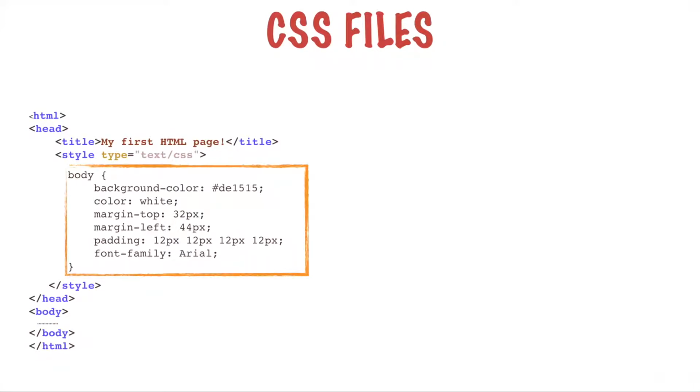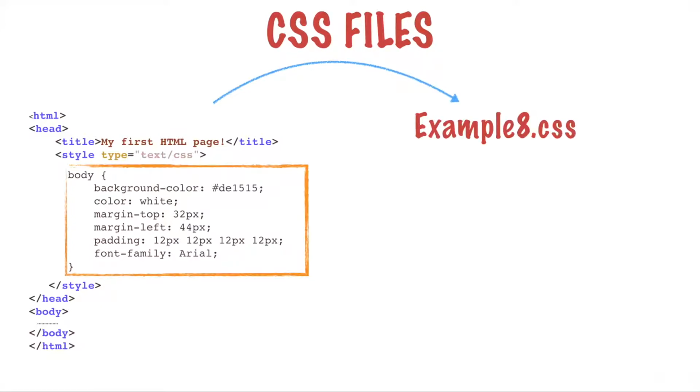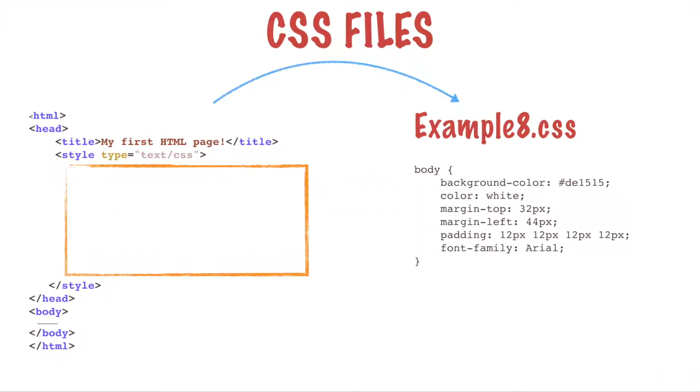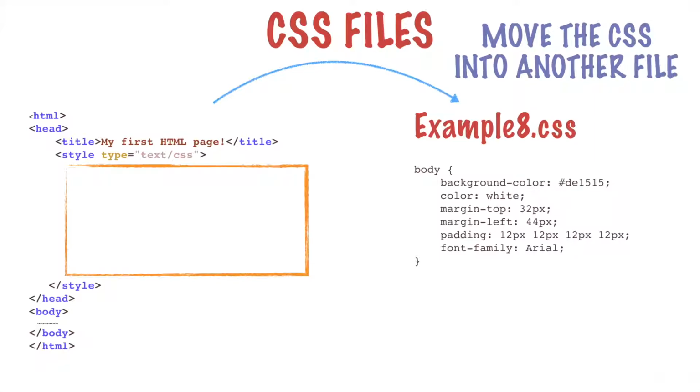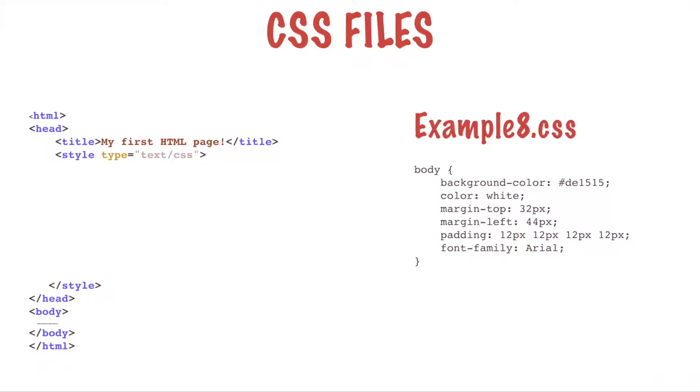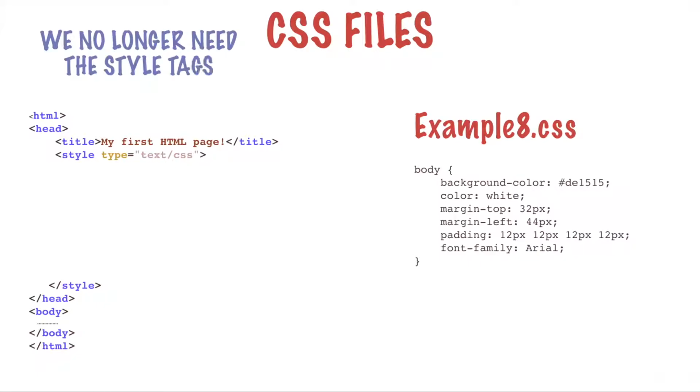This file, which we in this example will call example8.css, is a separate file. Again, we just simply move all of the rules, the styles from our CSS style element into a separate CSS file. Now, any HTML element which wants to refer to this style sheet can simply do so using a very handy HTML tag called the link tag. This is a way for any HTML page to say, this here is the CSS file that I would like to work with.